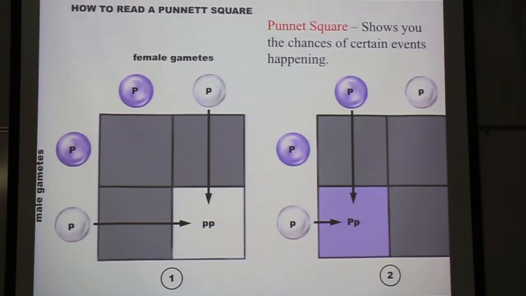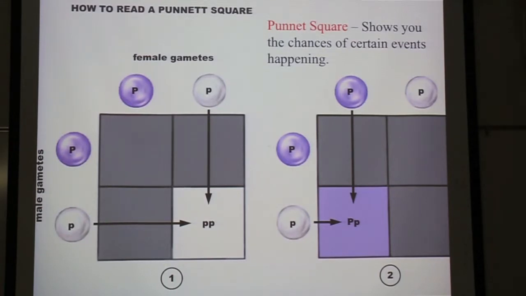So a Punnett square basically shows you the chances of certain events happening. So what you do is, and it doesn't matter where you start or put these, you put the different products of meiosis on one side from the female. So a female gamete is basically the eggs, and the male gametes are typically like the sperm. And you put all the different chances of different things you can make on one side versus the other.